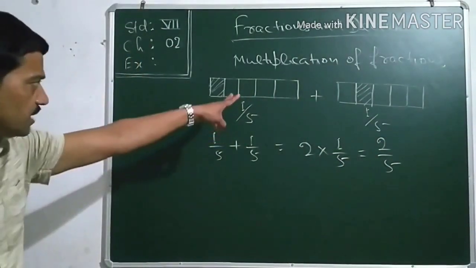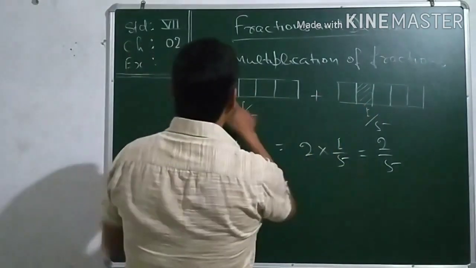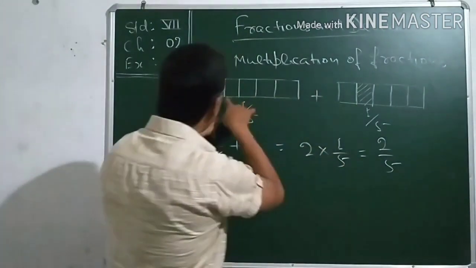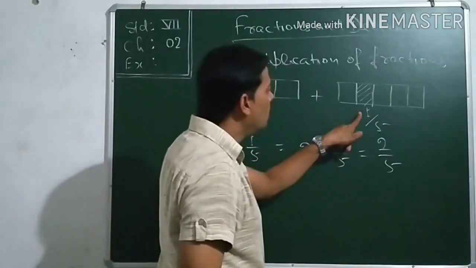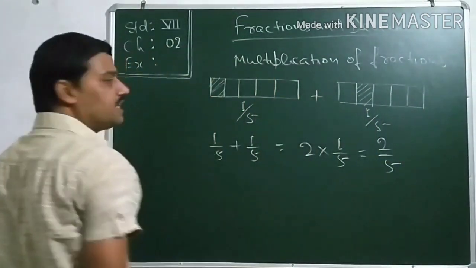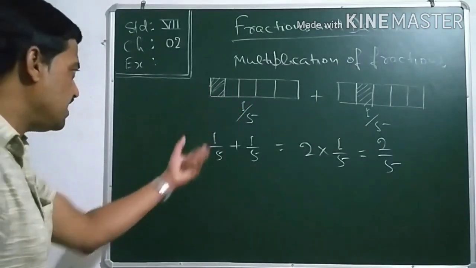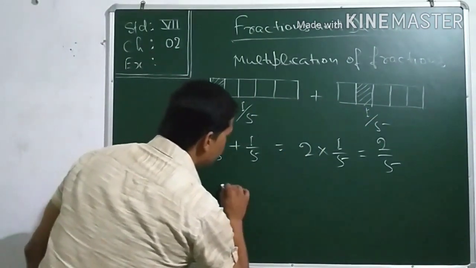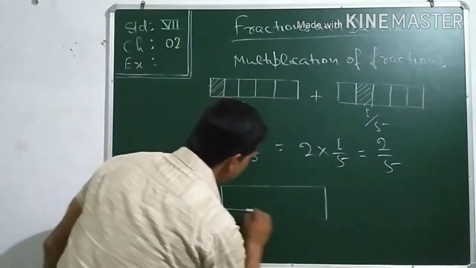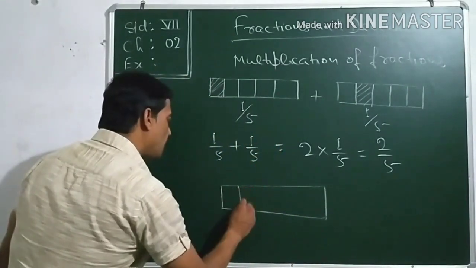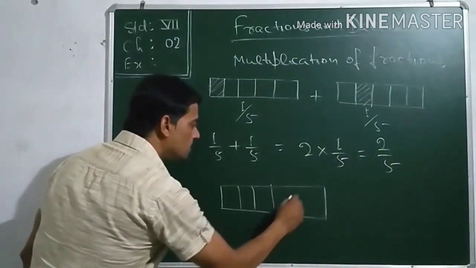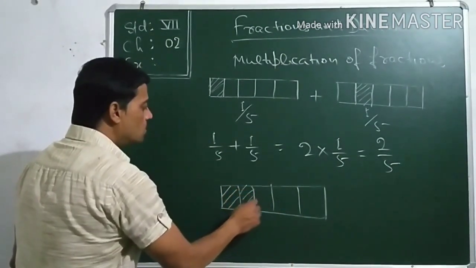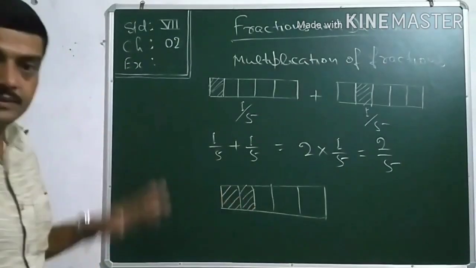Does it apply for the given figure? I have filled up the first box of this figure out of 5 and the second box of this figure. If both figures are added, what would you get? 2 figures out of 5. The figure will look like this. The whole is divided into 5 equal parts and 2 portions will be shaded.